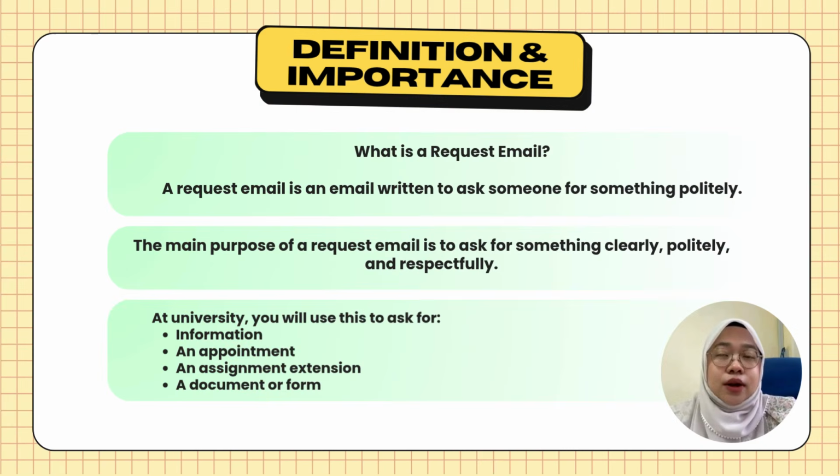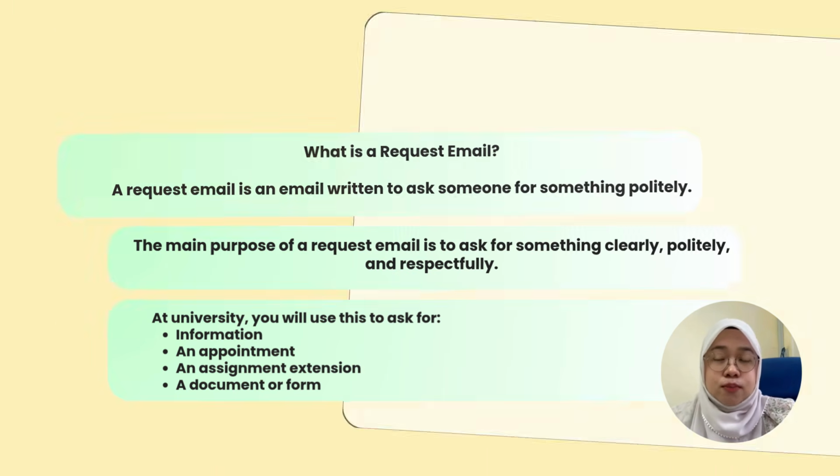Let's start with part 1, Request Emails. Simply put, a request email is written whenever you need to ask someone for something. The primary goal here is clarity and politeness. Throughout your university life and future career, you will write this constantly. You'll send them when you need information, want to set up an appointment, need an assignment extension, or require a specific document or official form. Because you are asking for someone's time or assistance, the way you frame this message is very important.